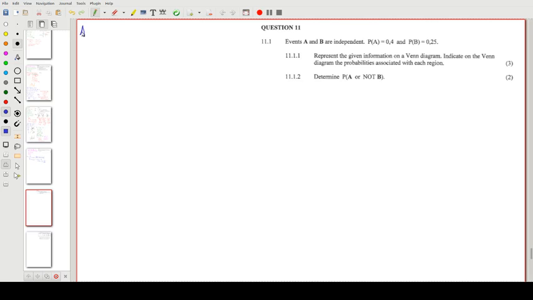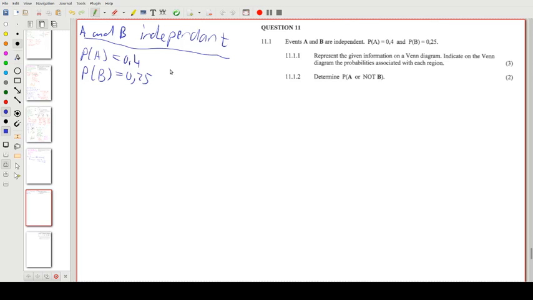So we have A and B are independent. And we have probability of A is 0.4, and the probability of B is 0.25. All right, what does this mean? Let's first look at probability of A and B. That means the probability of A times the probability of B is equal to the probability of A and B. So that's what it means when events are independent.